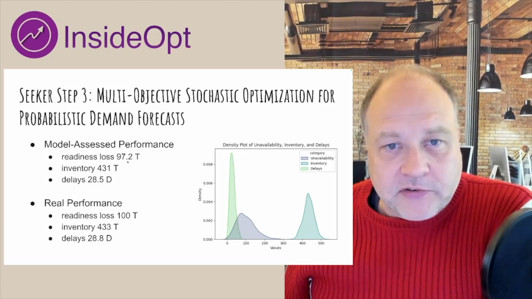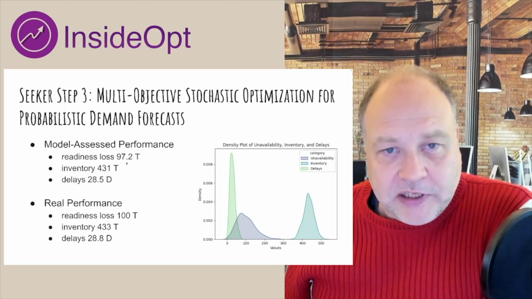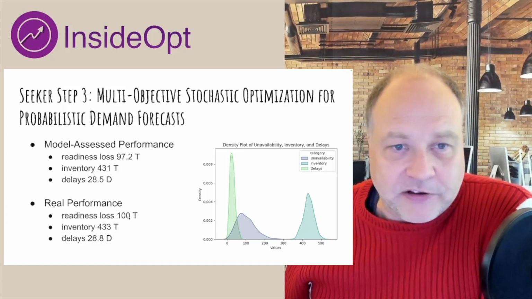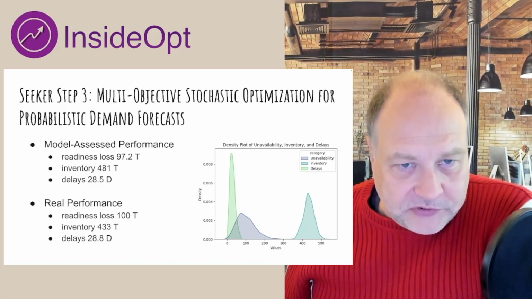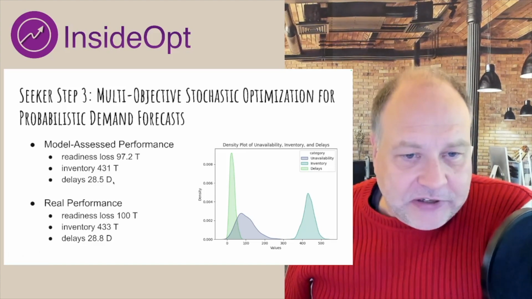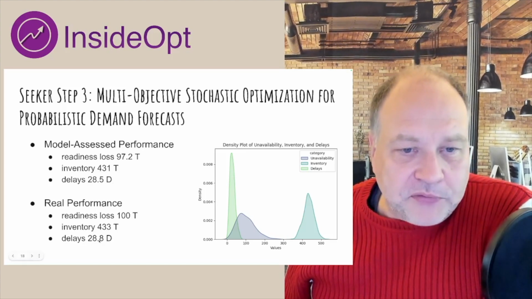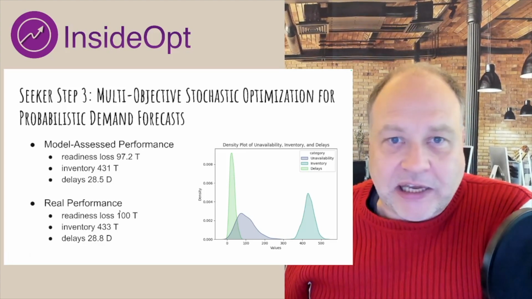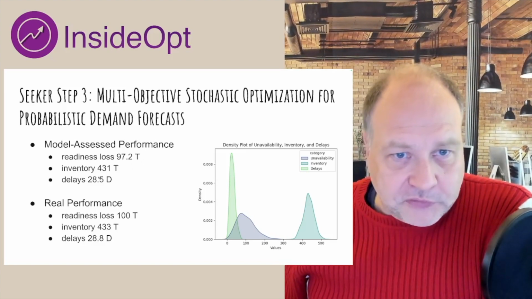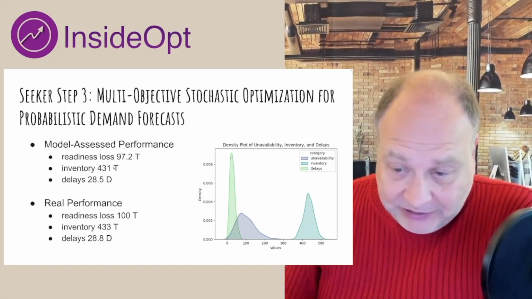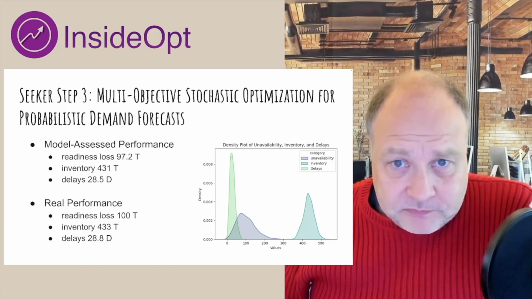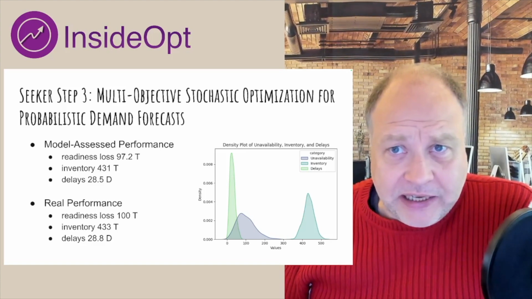So the readiness loss here was internally assessed to be a little bit more than 97,000. In reality, it's about 100,000. Inventory cost was assessed at 431. In reality, it's 433. And the delay days was 28.5. And in reality, it's 28.8. Very, very close. And actually a really, really good solution for our client who said, look, I can afford that some assets will come out later.